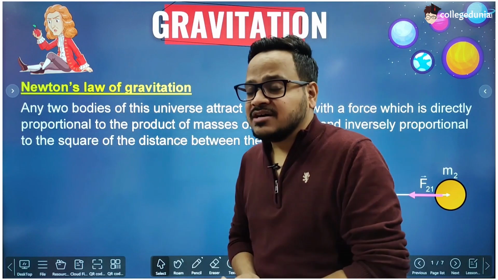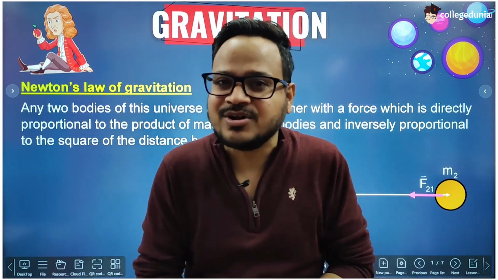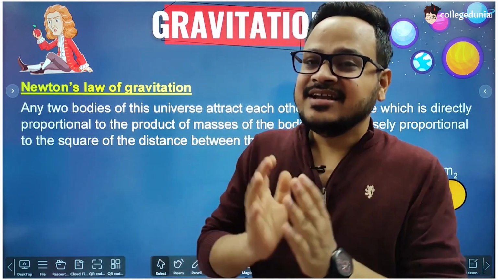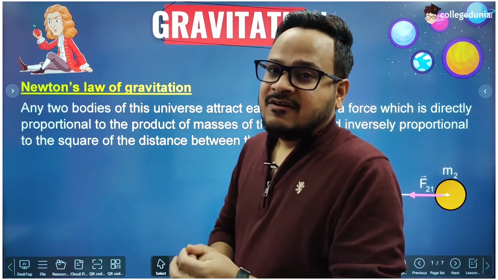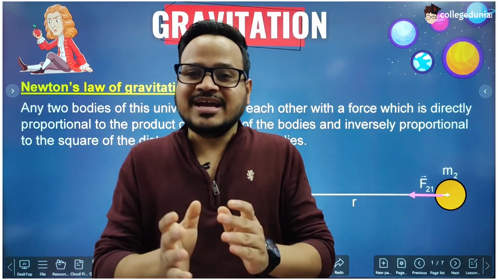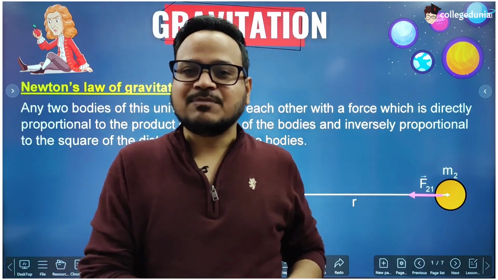You all must have heard the story of Newton, who was sitting under a tree and an apple fell on his head, and he then started thinking, why did the apple fall on ground only? Why did it not go towards the sky? So he then made the concept of gravitation.